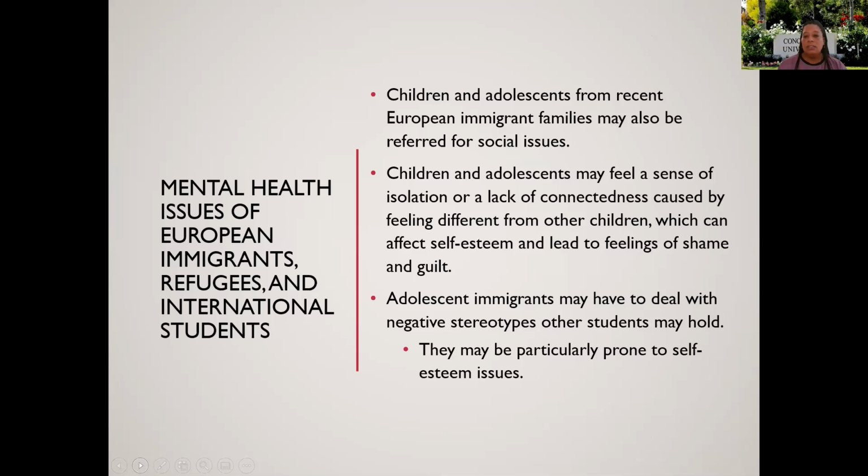Children and adolescents from recent European immigrant families may also be referred for social issues. The children and adolescents may feel a sense of isolation and lack of connectedness caused by feeling different from other children, which can affect self-esteem and lead to feelings of shame and guilt. Adolescent immigrants may have to deal with negative stereotypes other students hold, and they may be particularly prone to self-esteem issues.